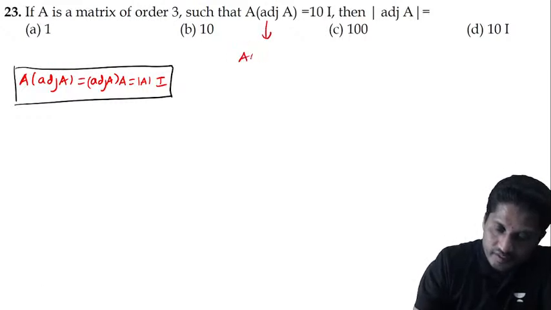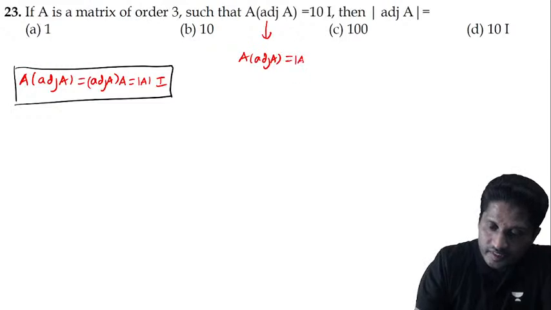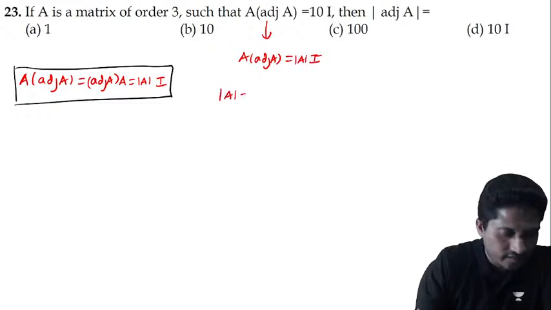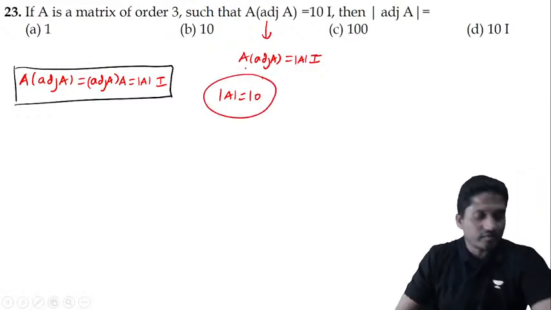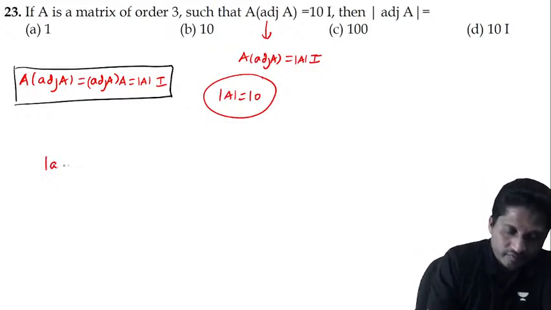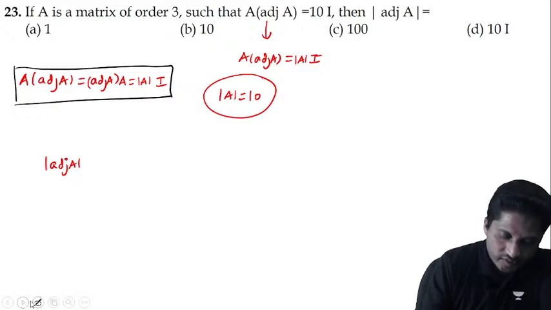This is of the form A into adjoint of A is equal to determinant A into I. So if I compare, determinant A should be equal to 10. Now I am supposed to find out what's the value of determinant of adjoint A. There are some more results which are very useful.